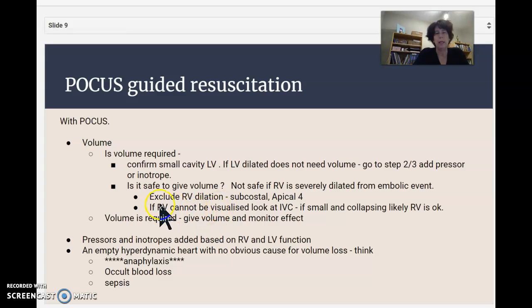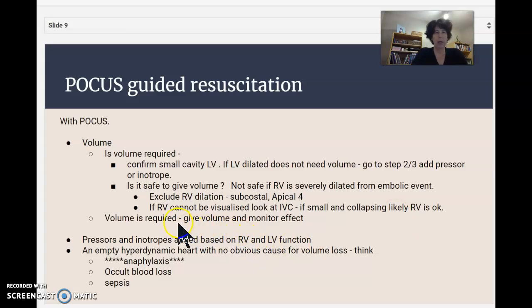So how can we look at this part? Exclude the RV dilatation either on your imaging, or if the RV cannot be visualized in a spontaneously breathing patient that you have access to that area, you can look at the IVC. If it's small and collapsing, likely the RV is okay. If it's big and distended with a small cavity LV, you probably don't want to give fluid. There's something going on with that RV.